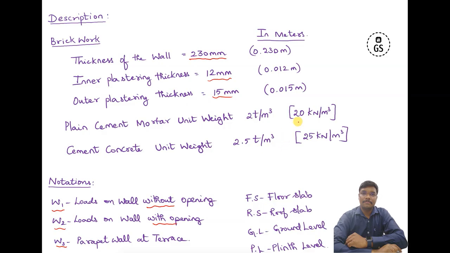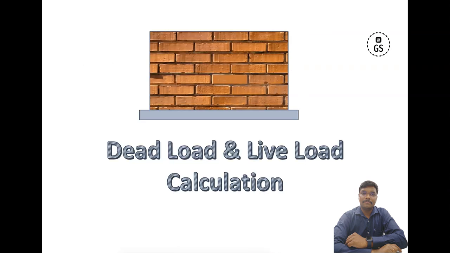And these are the unit weights which are not going to be modified. We are going to take them as 20 and 25 kilonewton per meter cube. I hope this video helped you understand how to calculate the dead loads and live loads in a detailed manner.